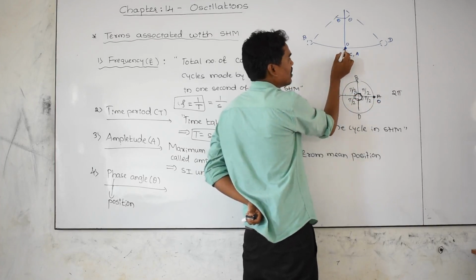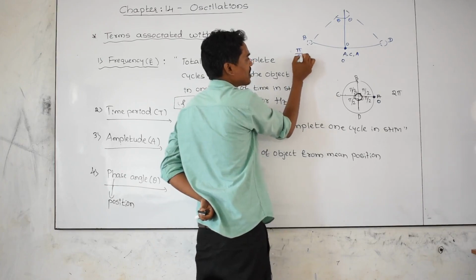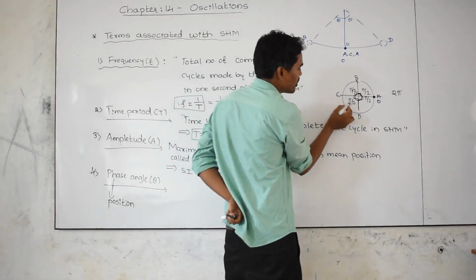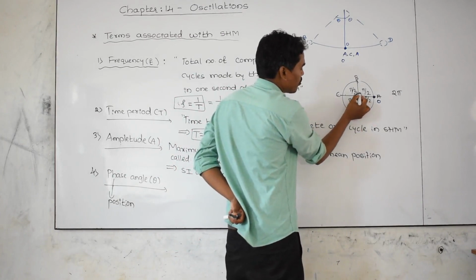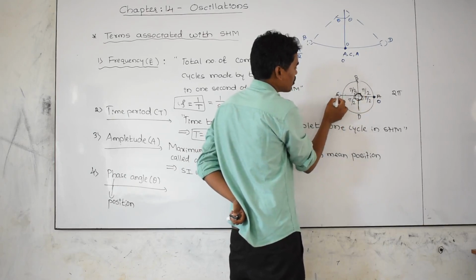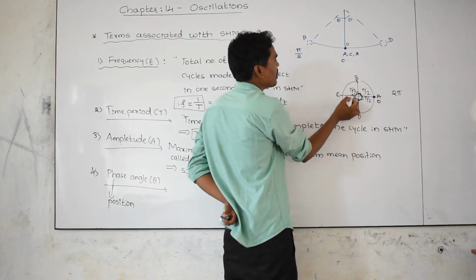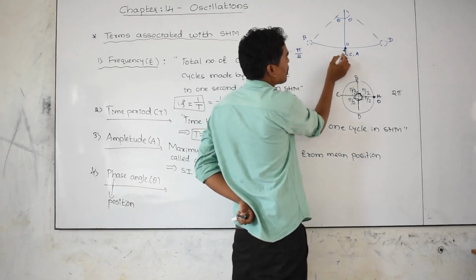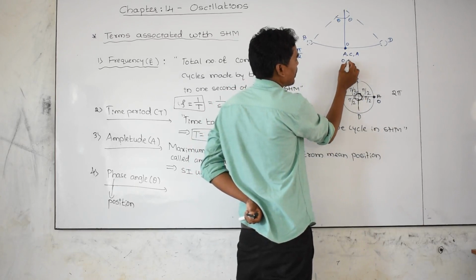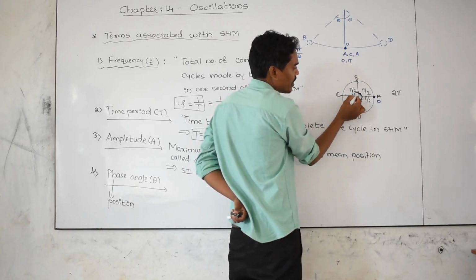Pi by 2, which means 90 degree, that is 180 by 2 equals 90 degree. Again, when the object is moving from B to C, it is pi by 2 plus pi by 2, which means pi, means 180 degree.